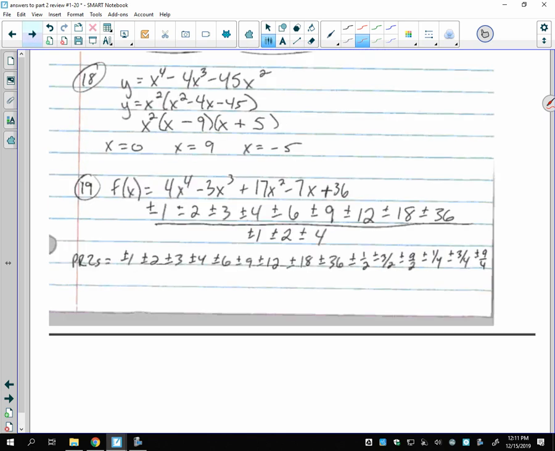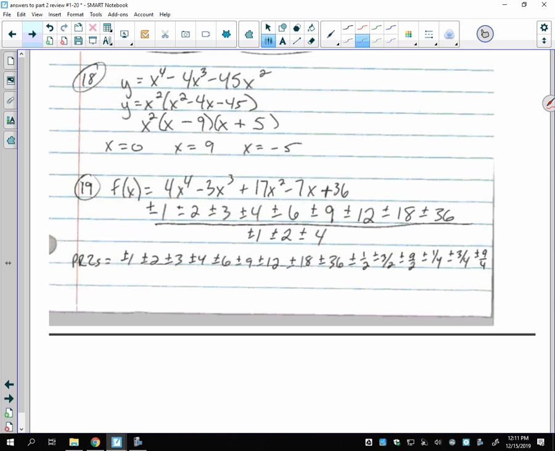18 is another one that you could factor first. On this one, you could factor out an x squared from the beginning. And then this is just a quadratic, and you could do the quadratic formula. Or again, I just factored, and I got 3 answers. It's a degree 4, but remember this one has a multiplicity of 2. So that's why we just got 3 answers.